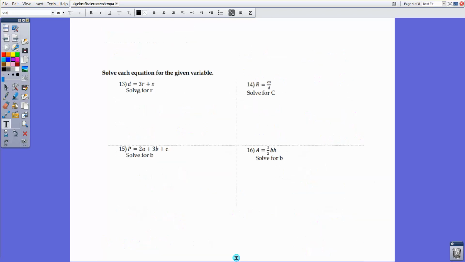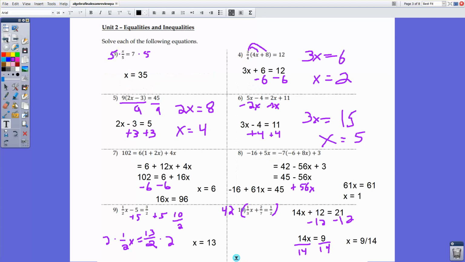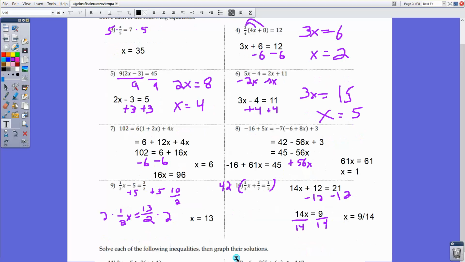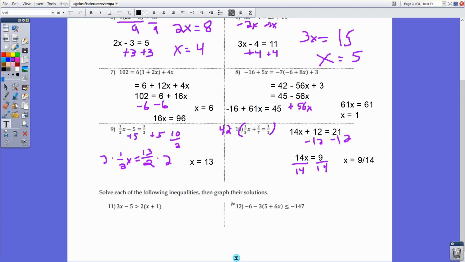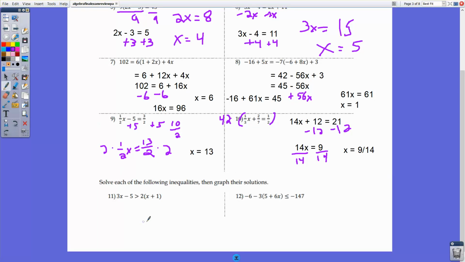Now, next one. I think there's one more thing on here. Yes, there is. Okay, on this page, there's a couple more, there's inequalities I wanted to show you. Okay, so when I have inequalities, I solve them the exact same way as I have equations. There is a spot to graph on your sheet.